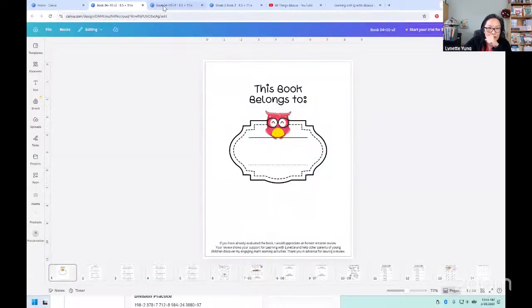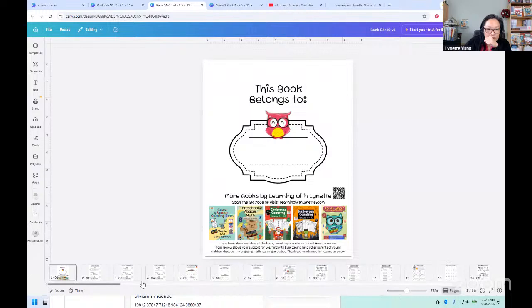So what I gotta... okay, here we go. So book, this one, share. So this one right here is the plus 10 book. In the plus 10 book, there's this stars and planets.